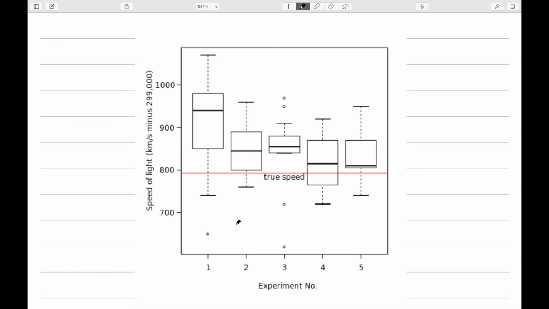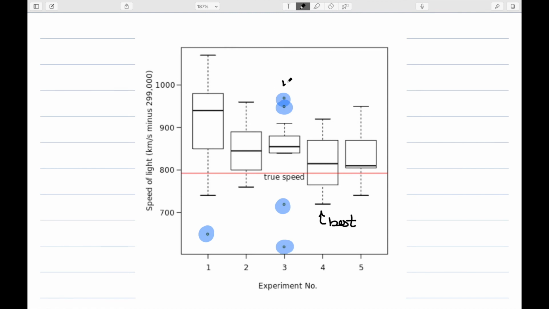Let's look at this example here. Here are 5 experiments that we did to measure the speed of light and the results that we got. We can see these outliers that happened in experiment 1 and experiment 3. So we can see experiment 3 had a lot of outliers. This red line is the true speed of light, so experiment 4 did the best job of actually measuring this.